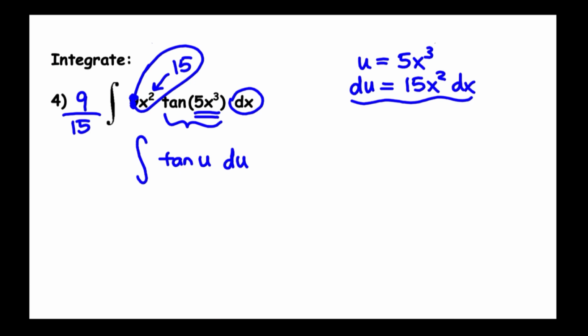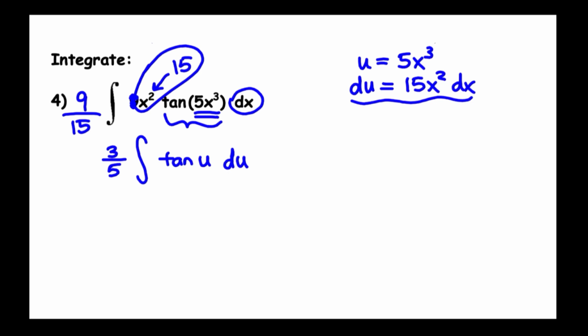And 9 and 15 are both multiples of 3, so you can divide them both by 3 and simplify it down to 3/5 in front. All right, so that u sub made the problem look a little nicer. Now I just have to integrate tangent.